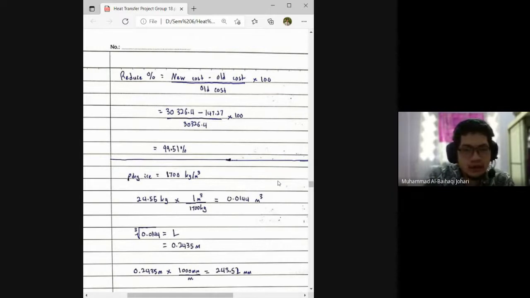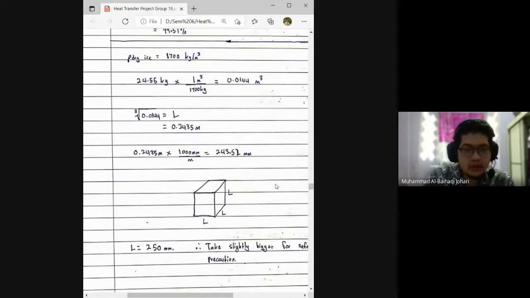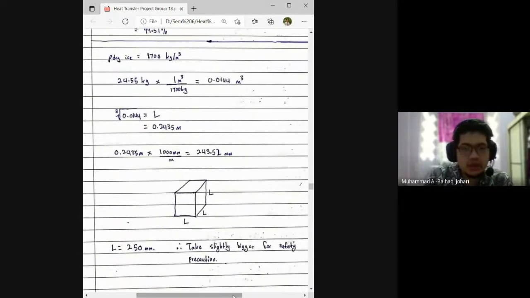Next, we want to find the dimension for the dry ice container using the basic formula, using the density of the dry ice to find the volume of the dry ice. We found that the volume is 0.0144 cubic meters. After calculation, we found that the dimension is 243.52 mm. But for safety precaution, we take it slightly bigger. So we have decided that our dimension for the dry ice container is 250 mm. That's all from me. Thank you.